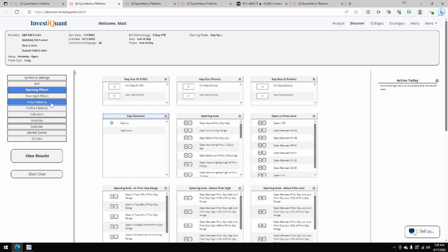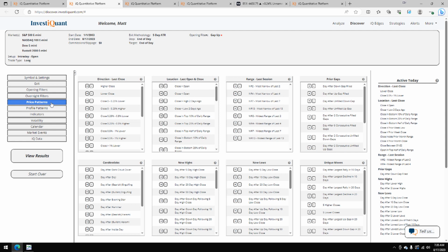The next thing I'm going to do is go to the price patterns library, and I'm going to say that yesterday closed at the lows of the session. I'm going to do that by going to the active today and finding close in the bottom 10% of the daily range. It's right here. I just clicked on it. It's been added to the test.